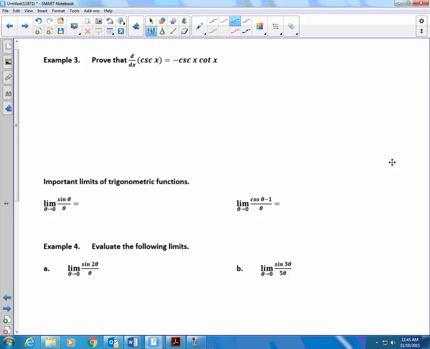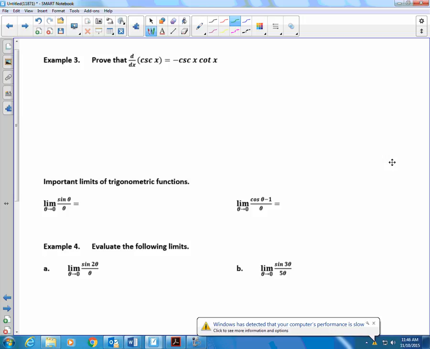Prove that the derivative, d over dx means derivative, of cosecant is equal to negative cosecant of x cotangent of x. Now, the other day we proved one. Do you remember what the derivative of sine is? Derivative of sine is cosine. And we proved that using the sandwich theorem. Remember, we took up a whole sheet of paper and about the whole hour? That was a very complicated proof, wasn't it? We're going to use the fact that the derivative of sine is cosine in order to show that the derivative of cosecant is negative cosecant of x cotangent of x.